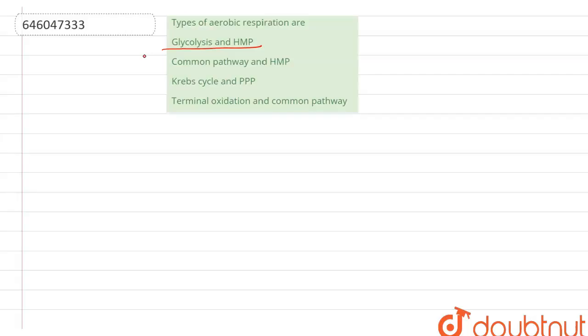So what happens in the aerobic respiration? Glycolysis is the first step that occurs in the aerobic respiration. What happens in the glycolysis? The breakdown of glucose is done in order to form two molecules of pyruvic acid.